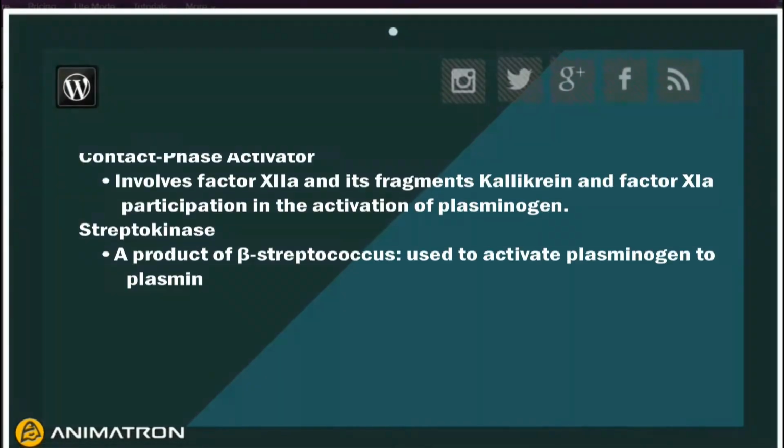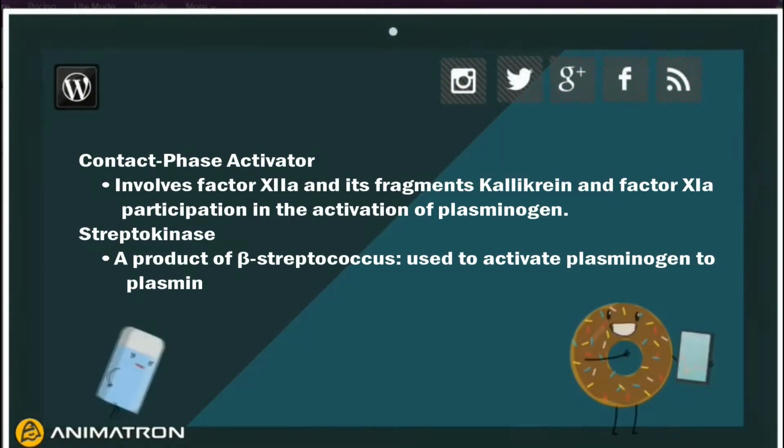Contact phase activators: it involves factor 12A and its fragments kallikrein and factor 11A participating in the activation of plasminogen. Streptokinase, a product of B streptococcus, is used to activate plasminogen to plasmin.